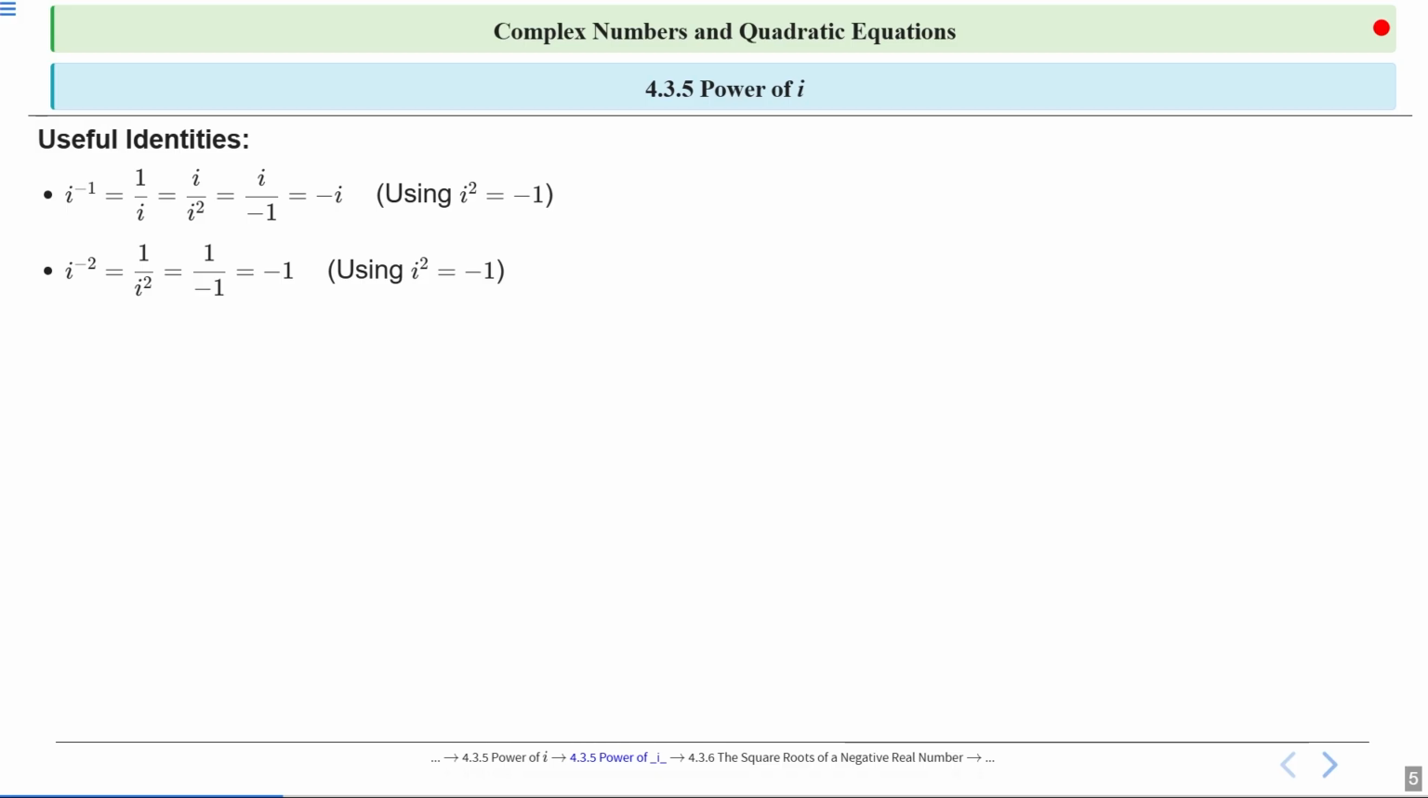Next, let's look at iota raised to the power of negative 2. The equation is iota to the power minus 2 equals 1 divided by iota square, equals 1 divided by minus 1, equals minus 1. Using here that iota square equals minus 1.